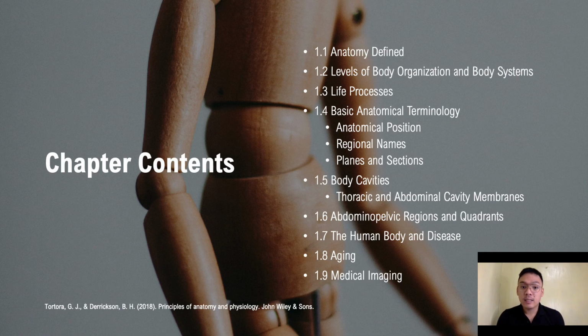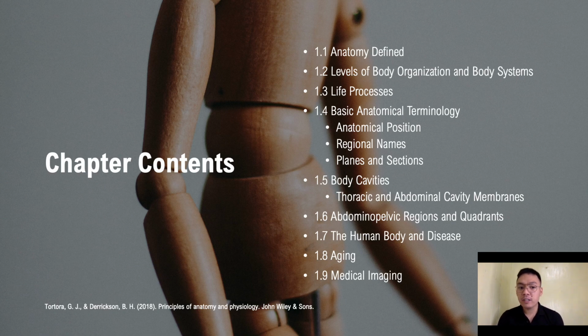Anatomy defined. We have the levels of body organization and body systems. We have life processes and basic anatomical terminology, which includes the anatomical position, regional names, planes and sections. We have also body cavities, the thoracic and abdominal cavity membranes, abdominopelvic regions and quadrants, the human body and diseases, aging, and medical imaging.